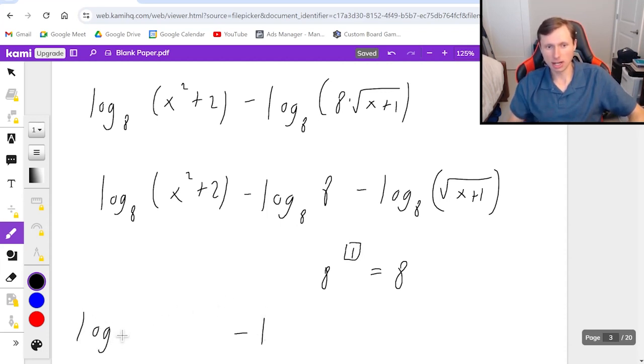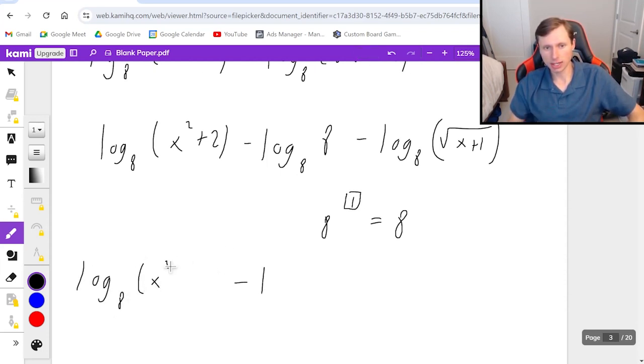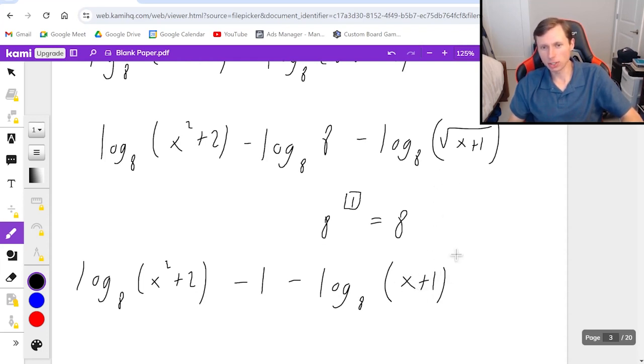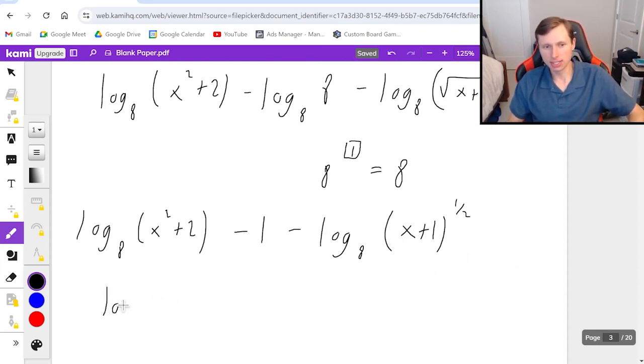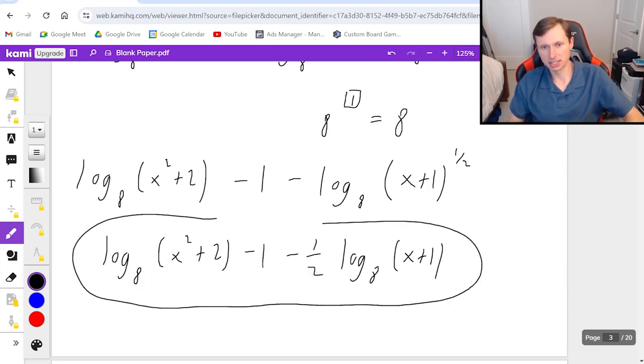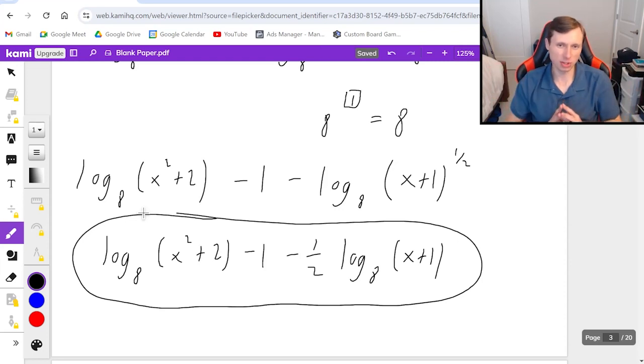So now we have log base 8 of x squared plus 2 minus 1, and then minus log base 8 of, watch how I rewrite this, x plus 1 to the 1/2 power. Square root always becomes 1/2 power. So that 1/2 can come out in front, and then we'll get a final answer of this. And there we go. That's all the examples I have to look at today.